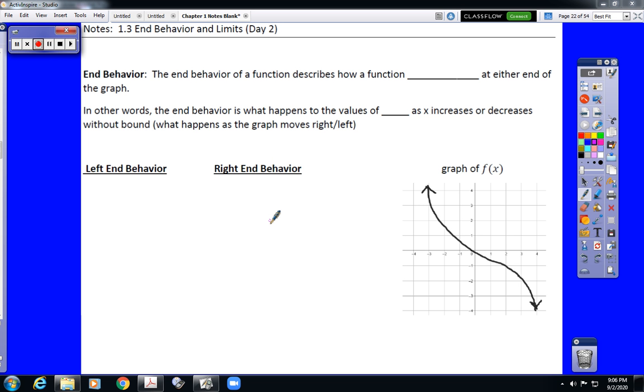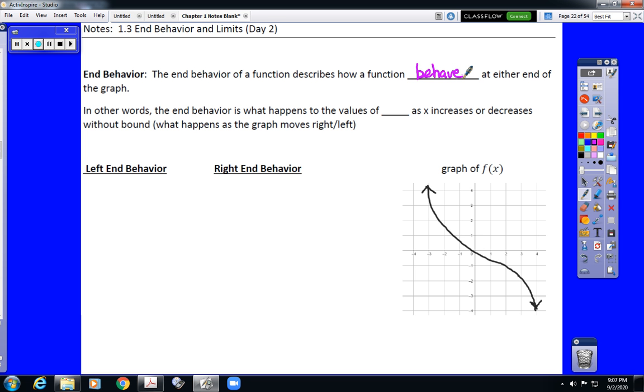Okay, this is the second video for section 1-3 in your pre-calculus books. This video is going to cover end behavior for function graphs. End behavior is another application of limits. Essentially what we're talking about when we say end behavior is we're asking ourselves, how does the function behave at either end of the graph?